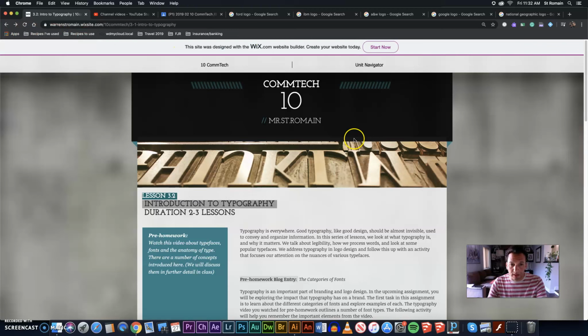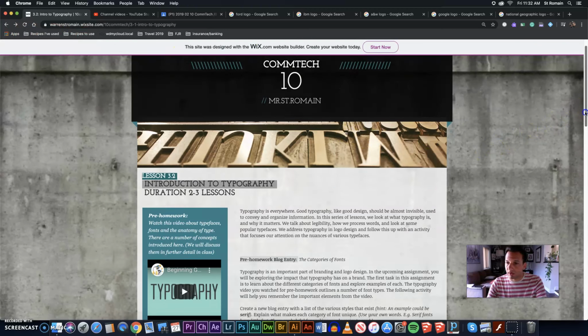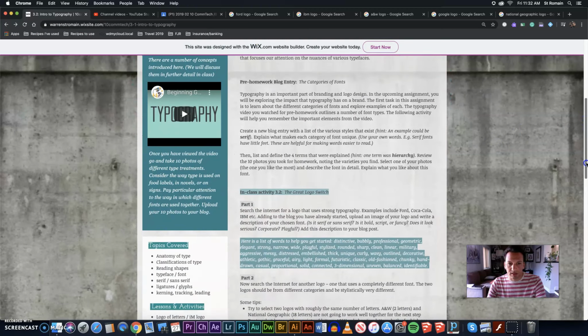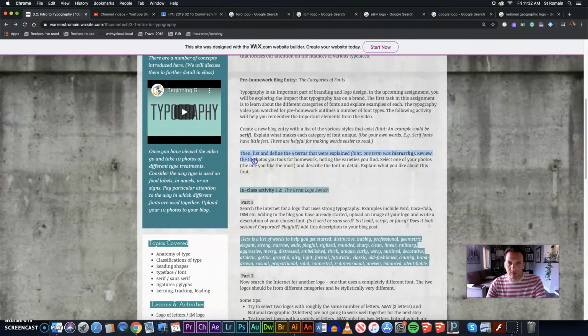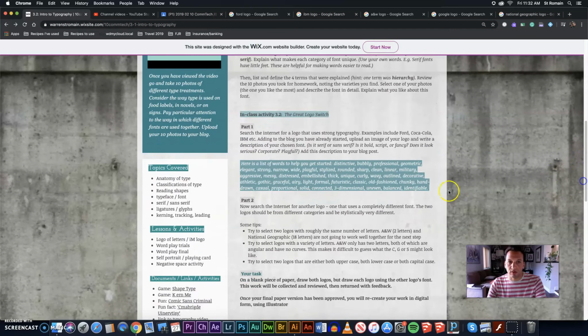The second thing I want you to do is an activity. Now my girls are working on this right now. I'll have them come over in a second so you can see it. But it starts just below what we finished yesterday. So yesterday you should have put some stuff on your blog, and now we're starting this activity. It's called the Great Logo Switch.